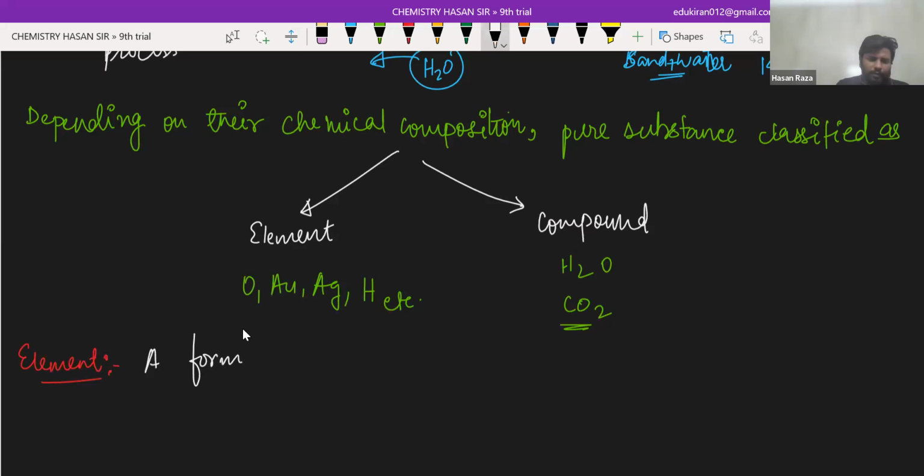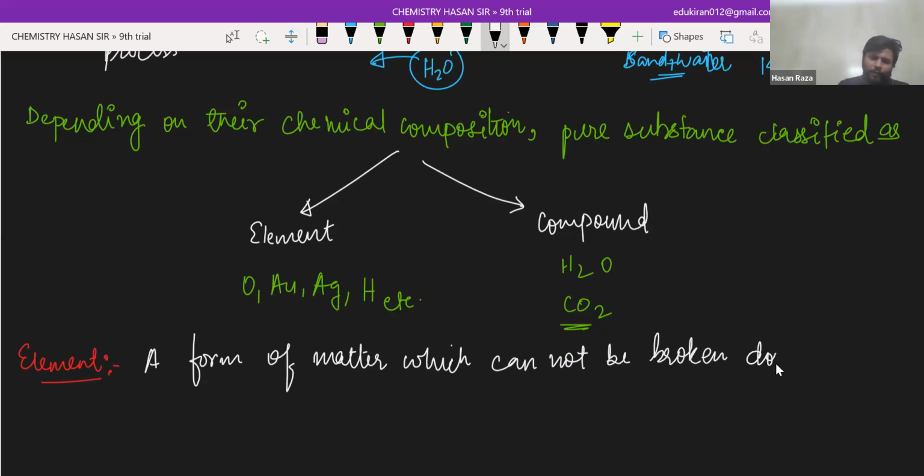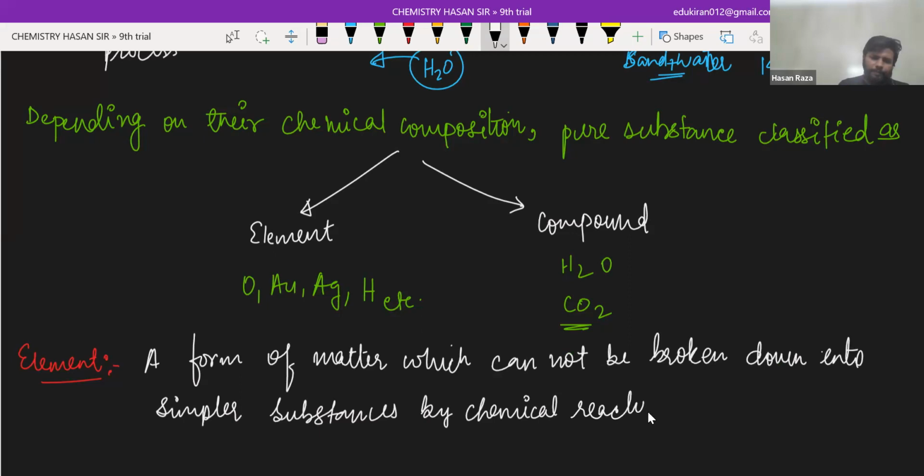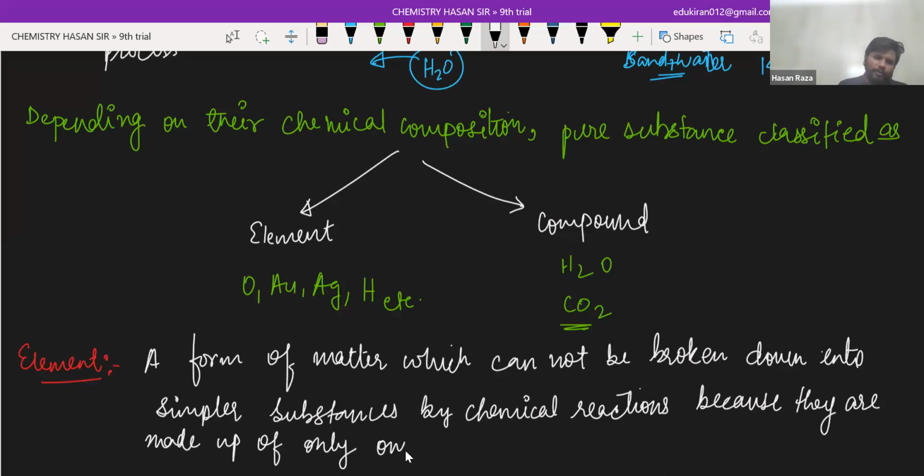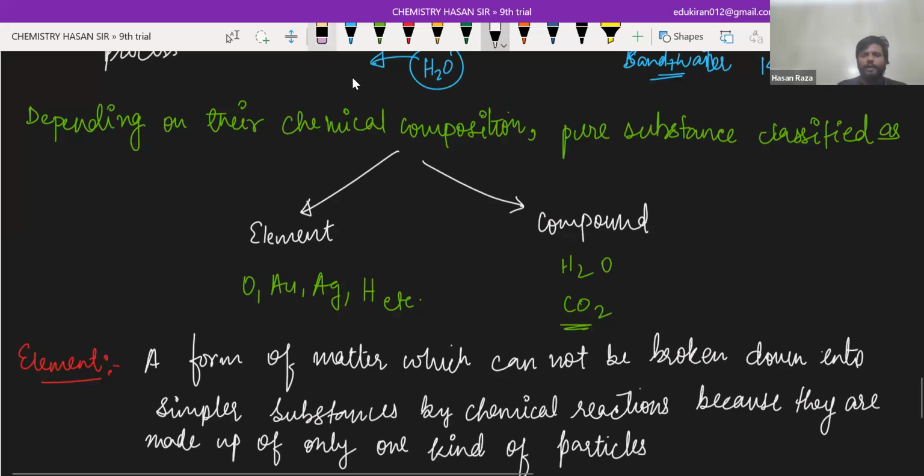So you can start writing: a form of matter which cannot be broken down into simpler substances by chemical reaction, because they are made up of only one kind of particle. So that is your element.